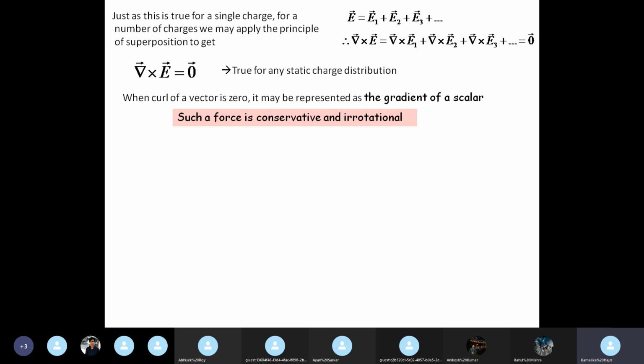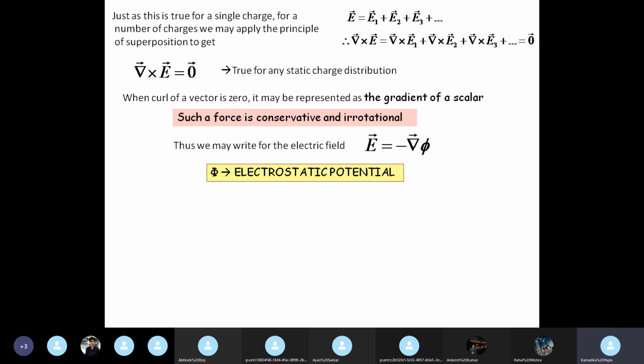So the electrostatic force is both conservative and irrotational since its curl is 0, and we may write E equal to minus grad phi, because a conservative force can always be represented as the gradient of a scalar function called the scalar potential. This phi is known as the electrostatic potential.